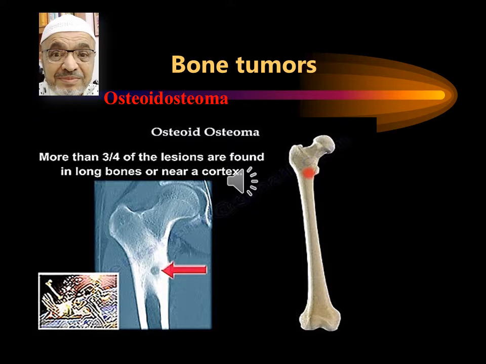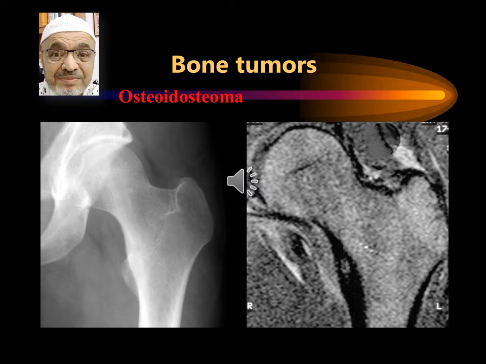And more than 75% of the lesions are found in long bones like the femur or humerus or tibia, and especially near a cortex. Here the osteoid osteoma is demonstrated in the CT scan or MRI. As we said, in the normal X-ray it is often difficult to see.